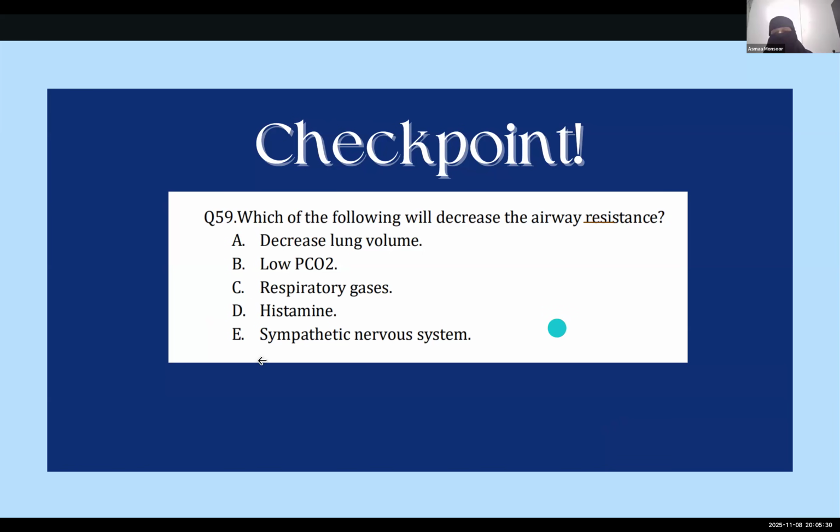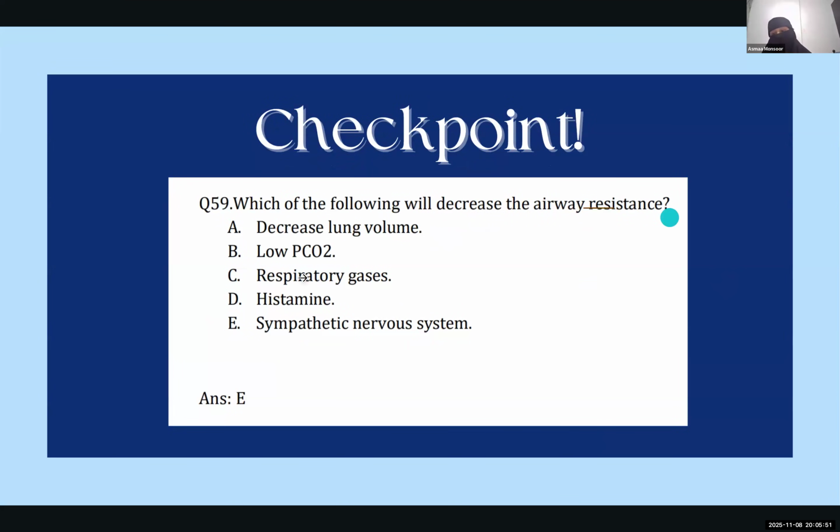In the sympathetic nervous system, you breathe more. So it causes dilation. Exactly. So it causes bronchodilation. When it causes bronchodilation, what happens to the airway resistance? It will decrease. Yes. So this is the answer for this question. Okay? So the answer for this question is E. Decrease causes more volume? Yeah, you can bring more air inside your lungs and more volume. You could say that.